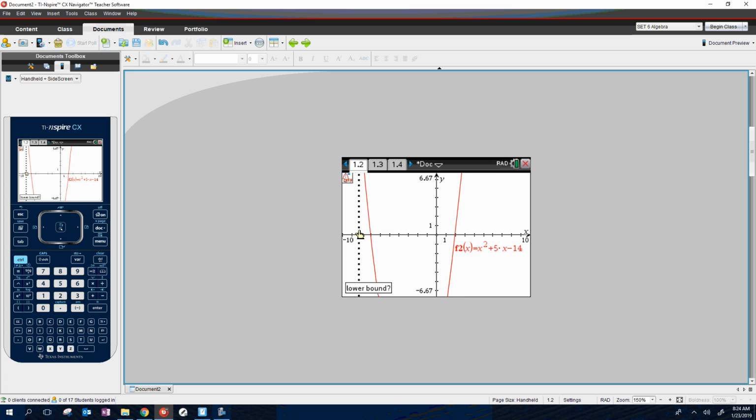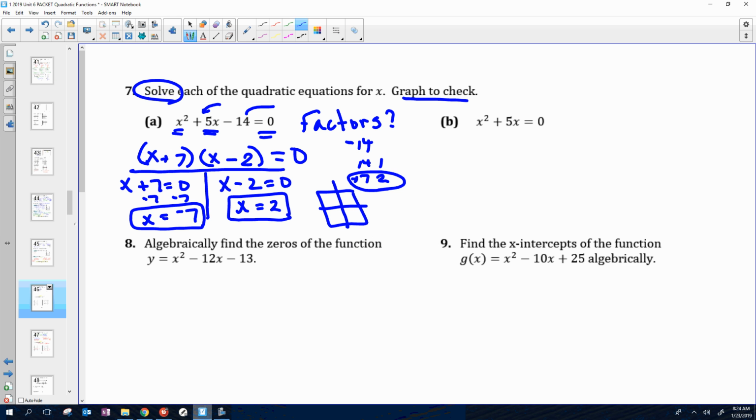Set up your left bound and your right bound, negative 7, 0, and then you can do the same to find the other one. So negative 7 is your answer, x plus 7 was your factor. When 2 was your answer, x minus 2 was your factor. Okay, the next one in part B looks slightly different.